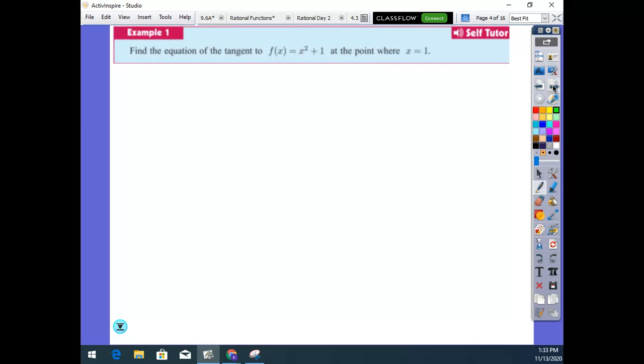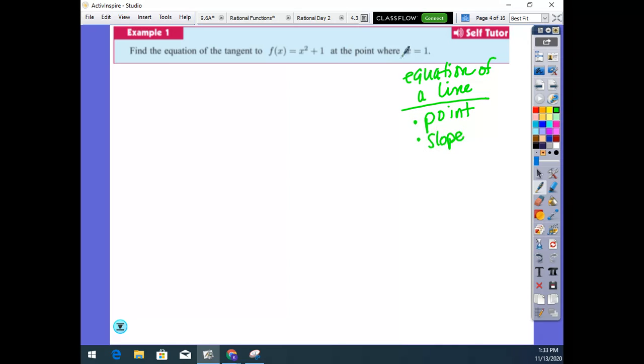Find the equation of the tangent line. This is something I see a lot. So you have to know two things to write an equation of a line. You need a point, and you need a slope.